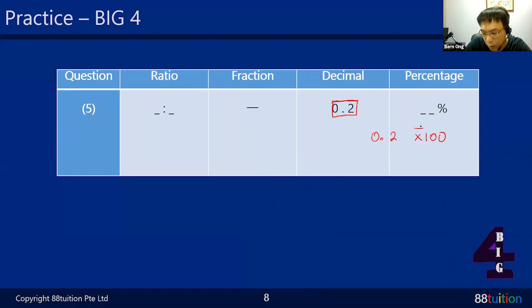Times means what? To the right, to the right. 2, 0 means 2 movements. So let's move 1 step, 2 steps. So now the decimal will be here. This one will be gone. This portion here, because there's an empty space, we put a 0. So this is called 20%. Can you see that? And 0.2 is the same as 20%.